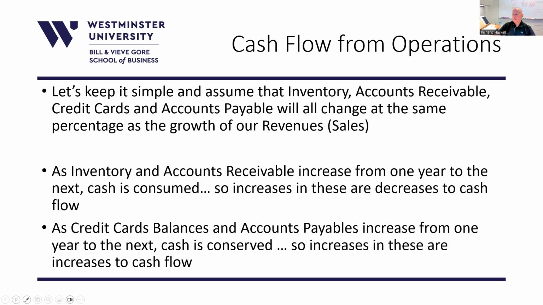So we're going to try to keep some of the rest of the cash flow from operations relatively simple. We're going to suppose that accounts receivable, inventory, credit cards, and accounts payable are all changing at the same rate as sales are changing. We're also going to remember that as inventory and accounts receivable increase, that's a negative to cash flow because it consumes cash. As credit card balances and accounts payable increase, that's an increase to cash, so it's going to be positive cash flow.